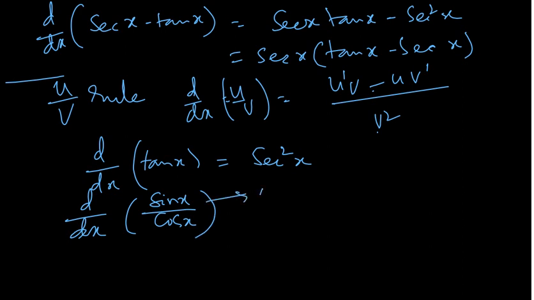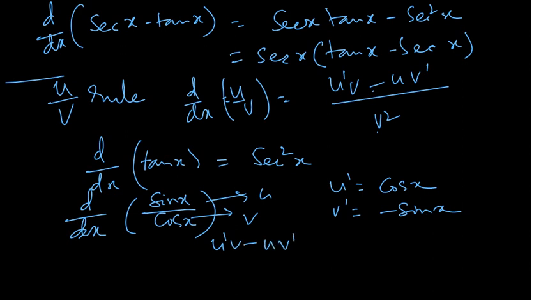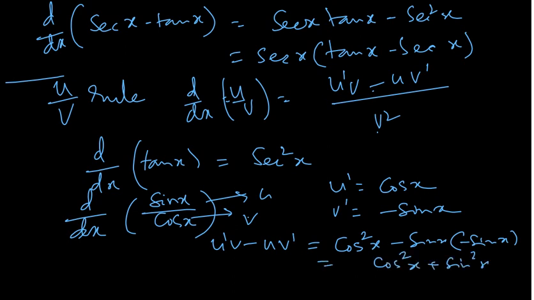So U is this, V is this. So U dash equal to cos x, V dash equal to minus sin x. So U dash V minus UV dash equal to U dash cos x into V cos square x, minus U is sin x into minus sin x. So this becomes cos squared x plus sin squared x. Correct? So this is our numerator.